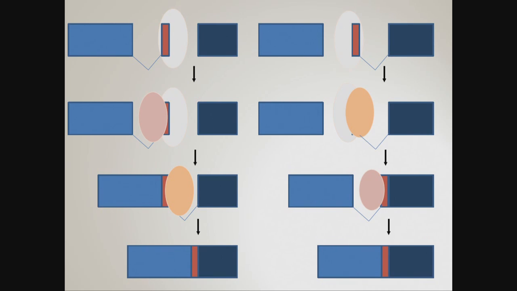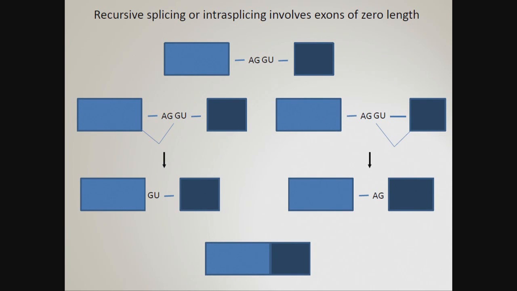Okay, so the next slide then shows recursive splicing, which is the removal of an exon of 0 nucleotides, basically by a resplicing at a single site within the intron. And again, this can occur with either the upstream intron or the downstream intron first.